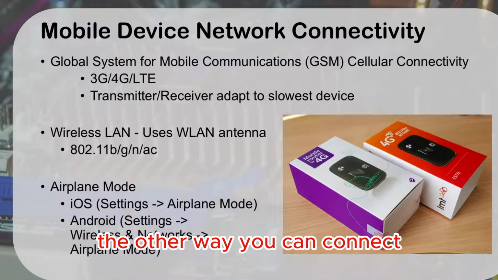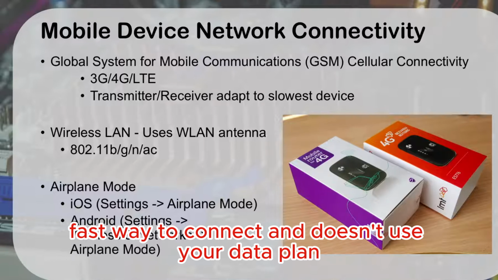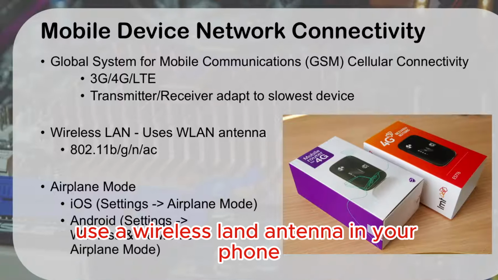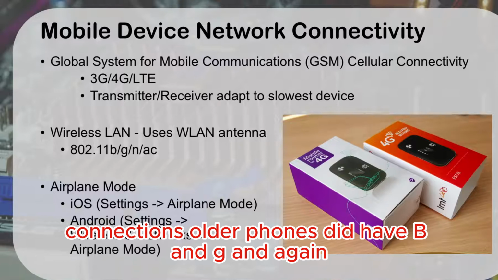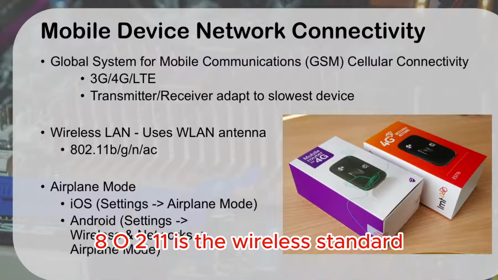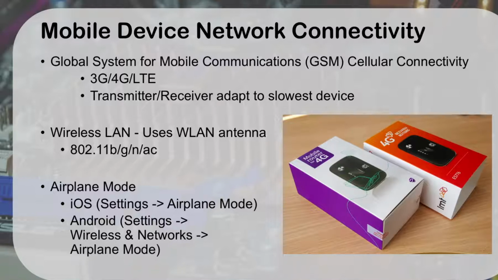The other way you can connect, that's usually a really nice, fast way to connect and doesn't use your data plan, is wireless LANs, right? You use the wireless LAN antenna in your phone. Most of your phones now are going to be N or AC connections. Older phones did have B and G. And again, 802.11 is the wireless standard.